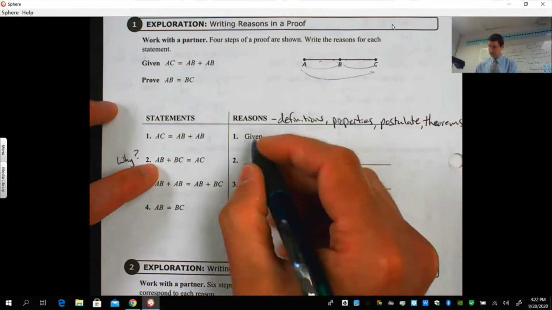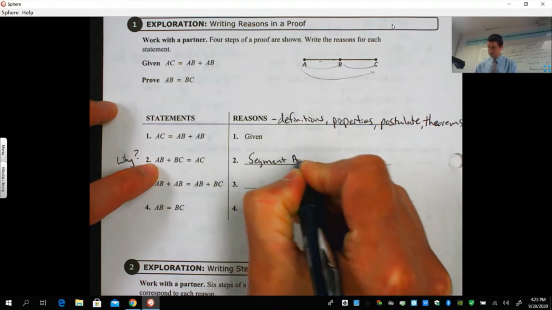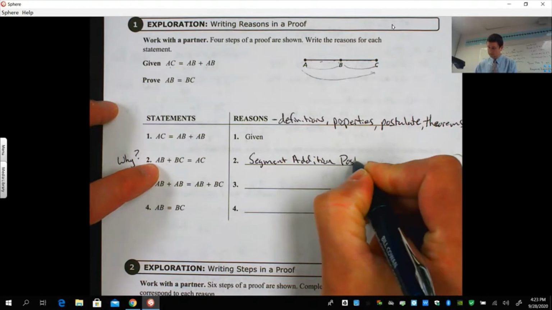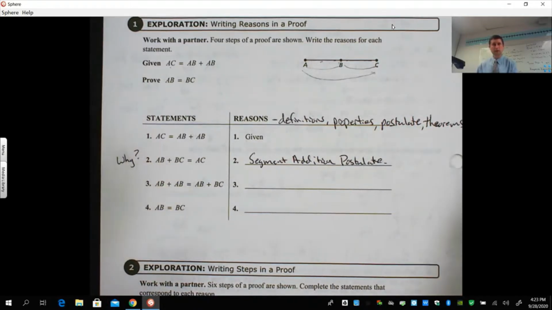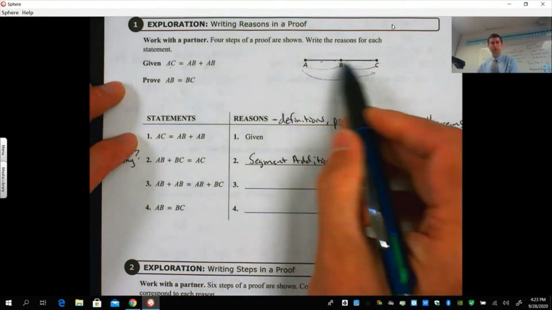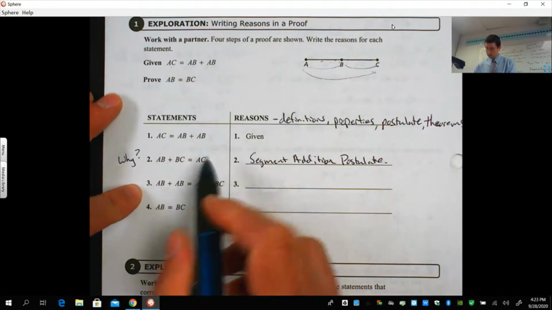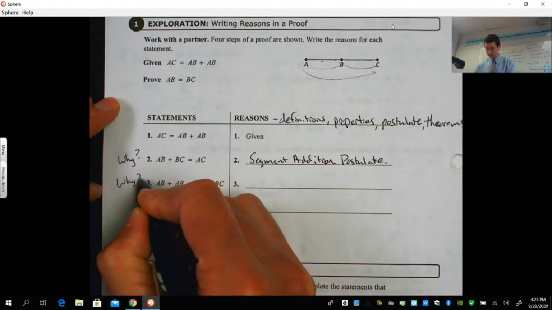That is the segment addition postulate. By this time, hopefully I've given you a chapter summary that lists all these rules, properties, and postulates that we've had so far, so you can look at that. So the segment addition postulate: when you add the two segments together, it equals a total. So for step number 3, we ask, okay, what's different? Why is this true?